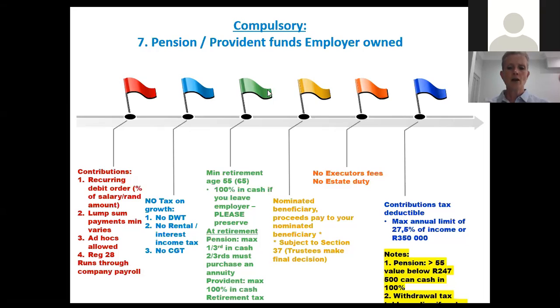The note here is on a pension fund, if you are over 55 and the value is below 247,500, you can cash it in full. And as I said, that was what I think government didn't anticipate. I think they did it to appease the unions, but that's my personal opinion. Don't quote me. But it sort of defeats the whole object. But anyway, the withdrawal tax table would apply if you are under 55 and you withdraw or you immigrate. Okay, even if you immigrate and you're post 55 and you think you're retiring, you will still pay the withdrawal tax table rates. Okay.